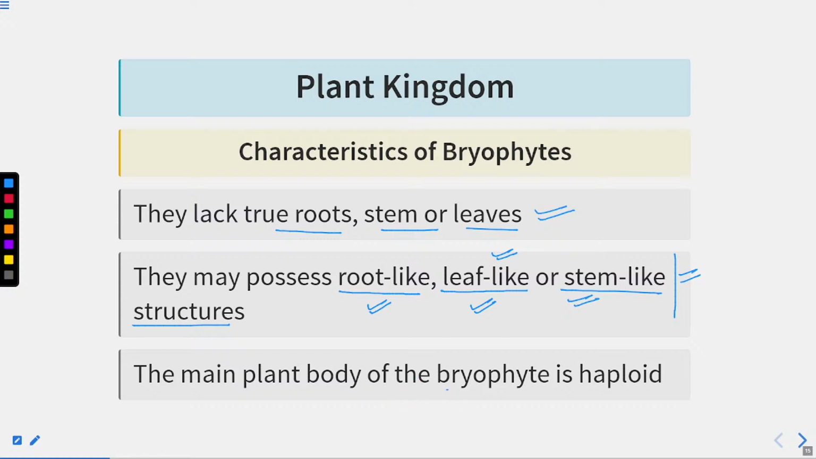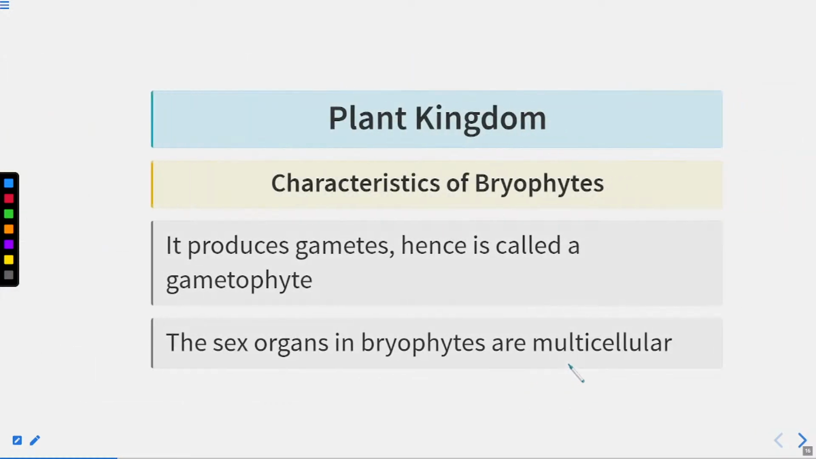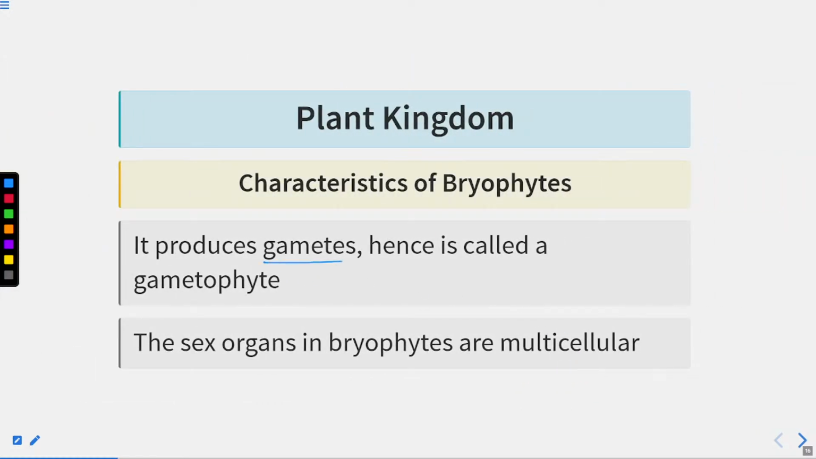The main plant body of the bryophyte is haploid, that is the gametophyte. Gametophyte is the main or the dominant part of the life cycle in the bryophytes. That is haploid in nature, and that is why the main plant body of the bryophyte is haploid. It produces gametes, and hence it is called gametophyte.